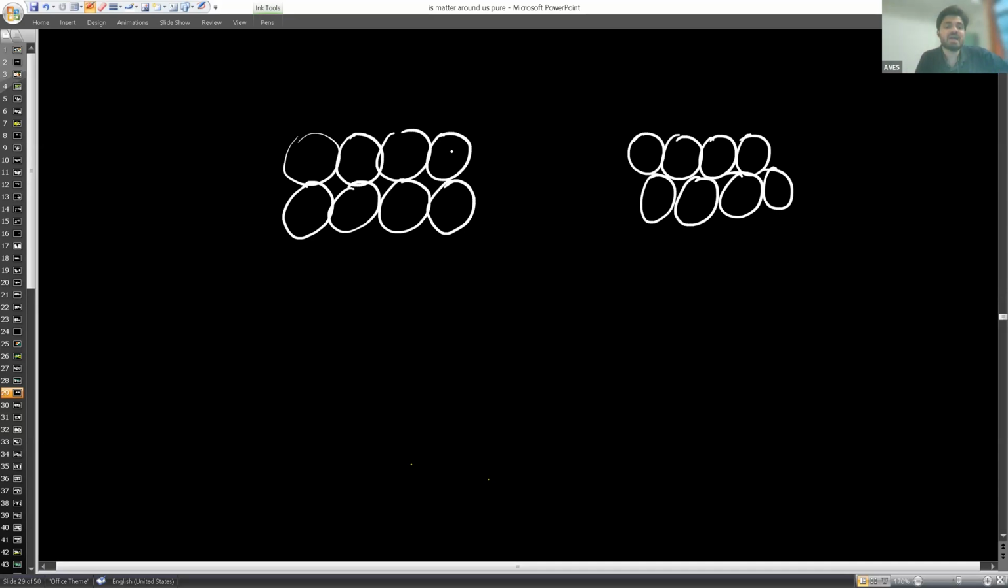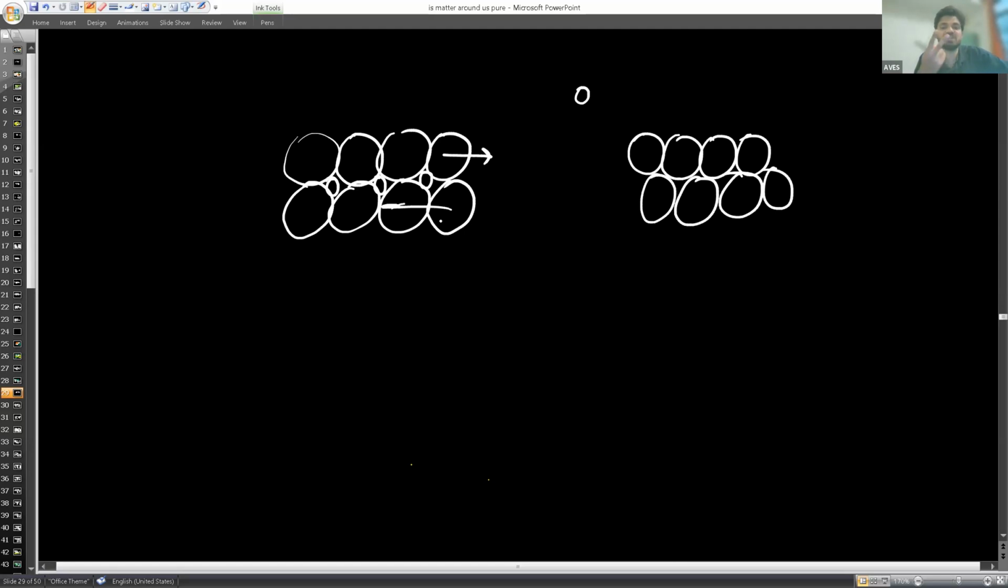What we do is add carbon to the iron. These are the iron atoms, and carbon atoms are smaller in size. So we add carbon atoms into the interstitial space. When we mix it, the carbon atom goes into the interstitial space. Now the first layer cannot slide over the other layer, and we call it steel.